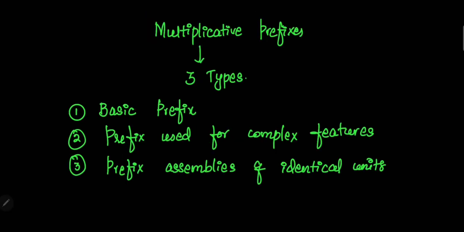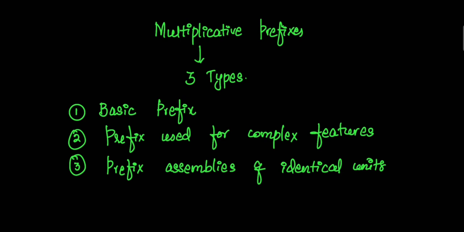When it comes to multiplicative prefixes, there are 3 types. The first one is the basic prefix, what we previously used: di, tri, tetra, penta, hexa and so on. All these come under a basic prefix. There is a second type where the prefix is used for complex features, when I am unable to explain with simple examples. If the example has some ambiguity or complexity, then I will use this type of prefix: bis, tris and so on, such a convention.